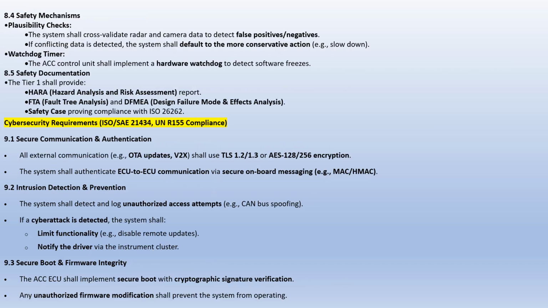Now, other safety requirements like plausibility checks, watchdog timer, and safety documentation are all extremely important. What is this plausibility check? The system shall cross validate radar and camera data to detect false positives and negatives. Along with their regular job, radar and camera always have clear cut monitoring for false positives and negatives. Also, if conflicting data is detected, the system shall default to a more conservative action like a limp mode or a slowdown. All right, this is a very important safety mechanism.